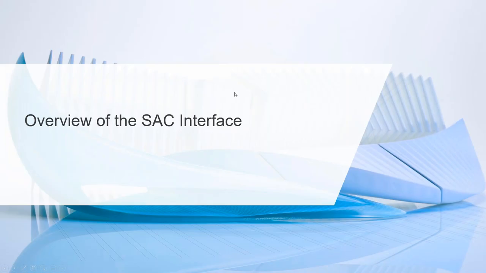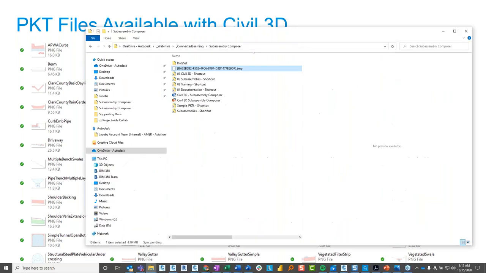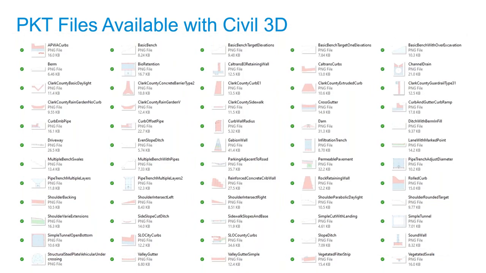And so let's go ahead and look at the interface. But before we do that, let's talk about what's available out of the box for Civil 3D users. So currently what ships right now with Civil 3D, in addition to the subassemblies that you'll find, are the subassemblies that you can now see on the screen. And I will bring up the link where you can find those. My apologies, I should have had it on the screen for us, but I will post it in the chat.